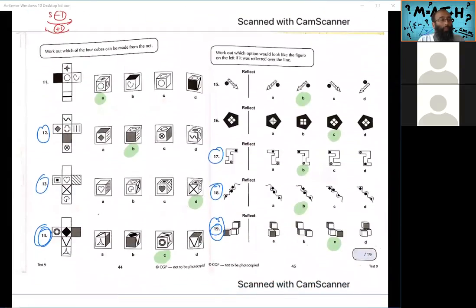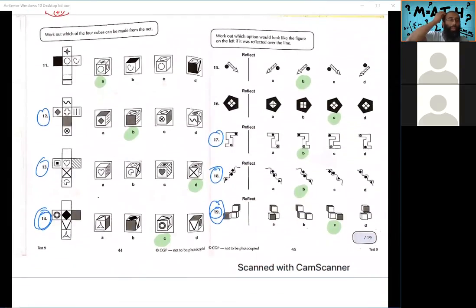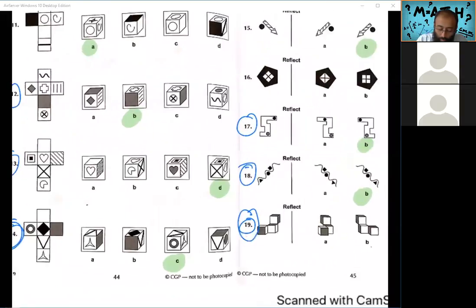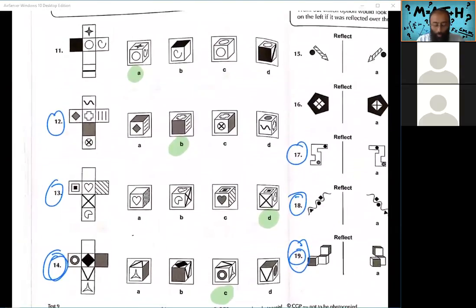Okay. Work out which of the 4 cubes can be made from the net. Now I've taught this quite a few times before about getting the sock shape and the disconnected sock and stuff.